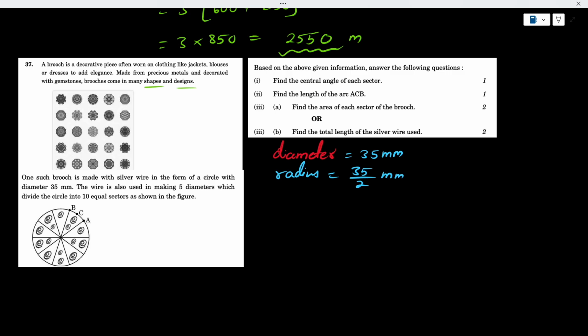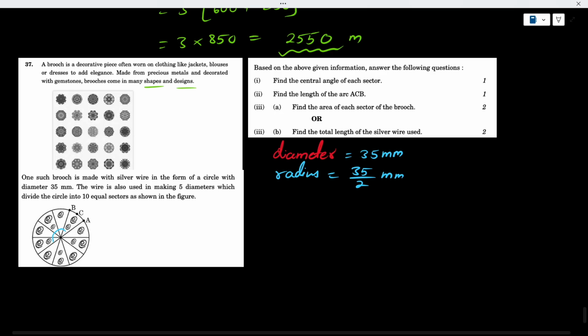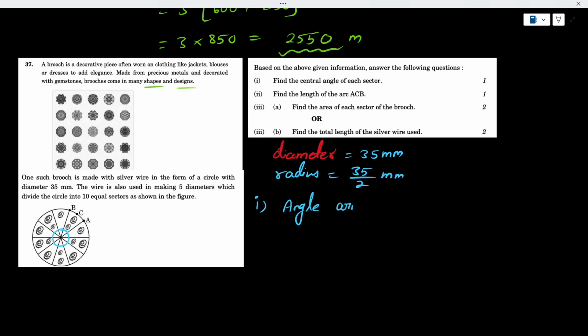And here, what is going to be the central angle? How are you going to get the central angle? You know that the sum of all the angles around a point is always 360 degrees, because the complete angle at the center is 360 degrees. So you can write down here: sum of angles around the center is equal to 360 degrees, and it is divided into 10 equal segments.